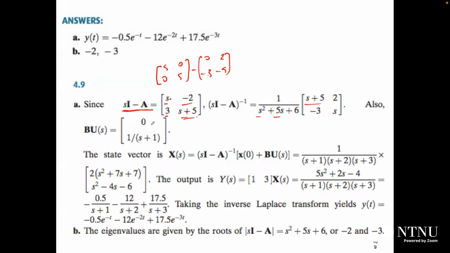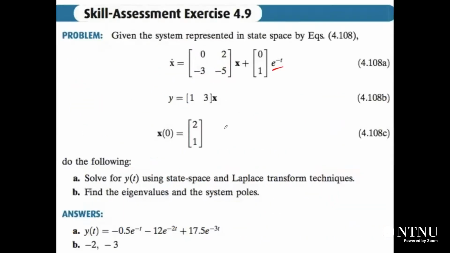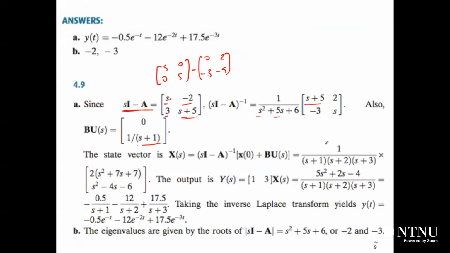So we will get Bu, it will be this number. So we will just substitute into this equation. X of s will be (sI minus A) inverse multiplied by x0 plus BU of s. That part, and the initial conditions are 2 and 1, right? So in fact, it will be 2, 1, multiplied by B times U.